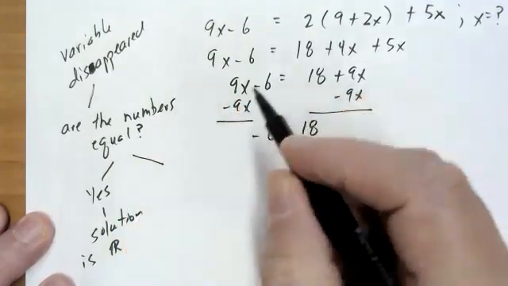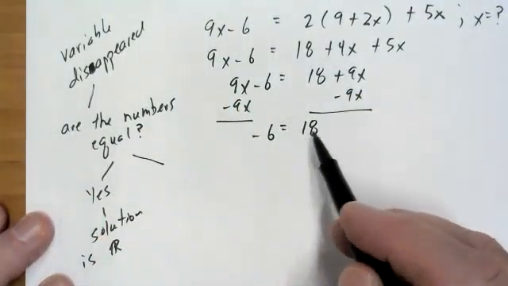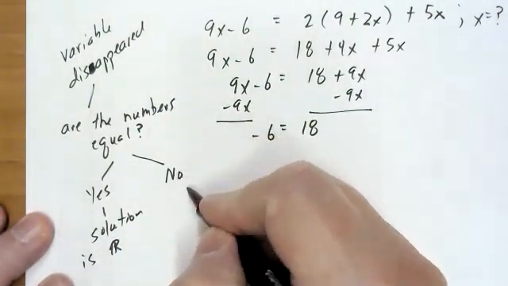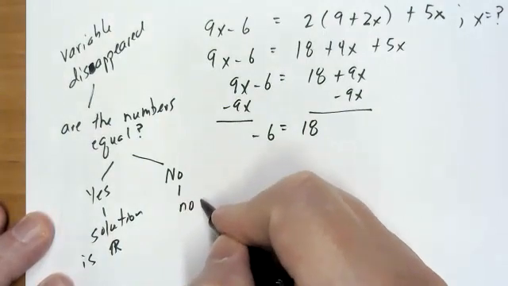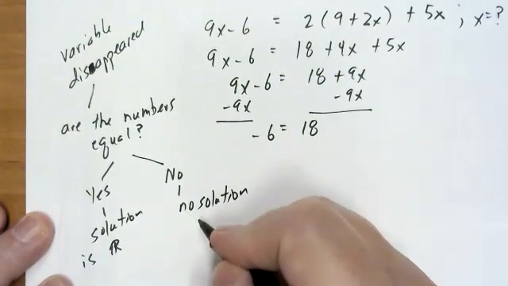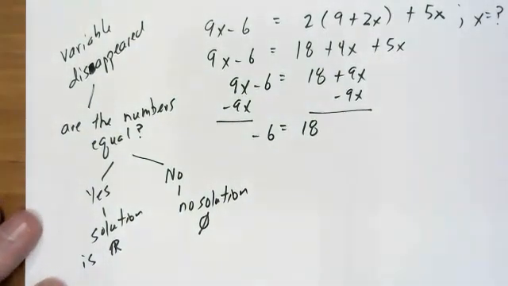However, in our case, when I ask the question, are the numbers equal? Turns out they are not. So when that happens, turns out there's actually no solution. And oftentimes in math, you might see this symbol.